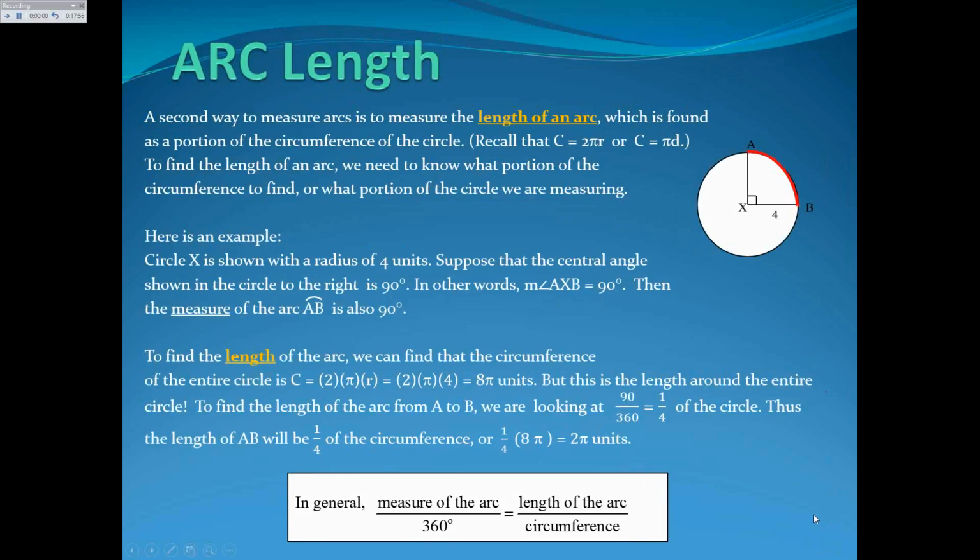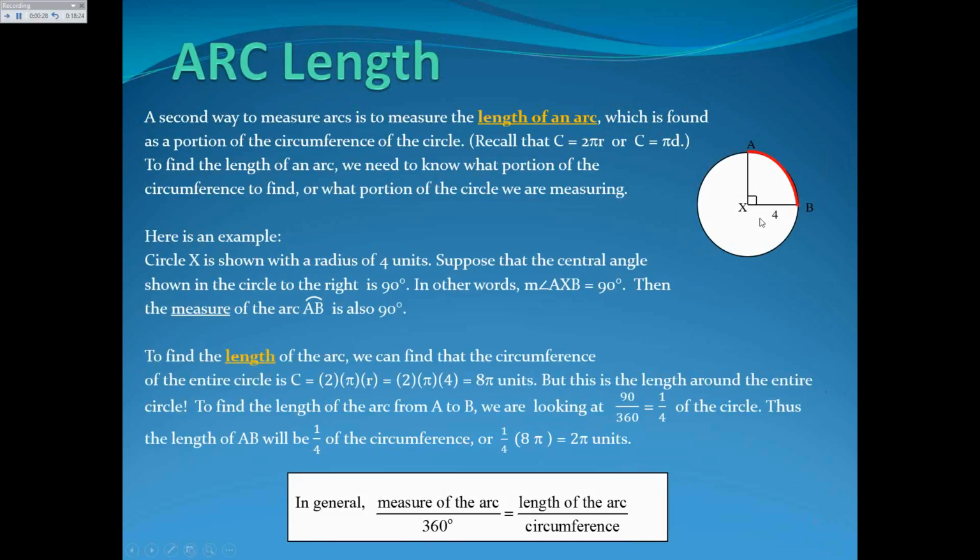Then the last thing that we will learn is about arc length. Now, a second way to measure arcs is to measure the length of the arc, which is found as a portion of the circumference of the circle. Recall that C, the circumference, is equal to 2 pi r or pi d. To find the length of an arc, we need to know what portion of the circumference to find, or what portion of the circle we're measuring.